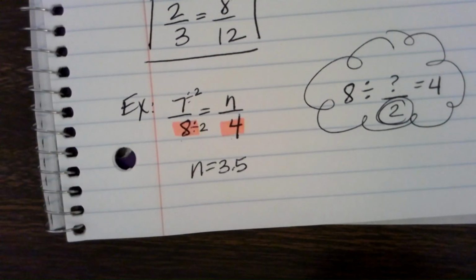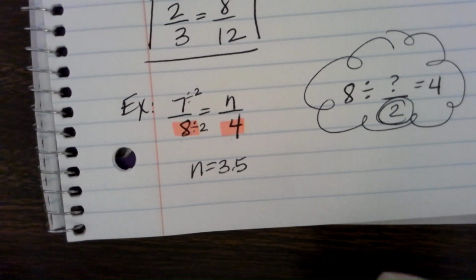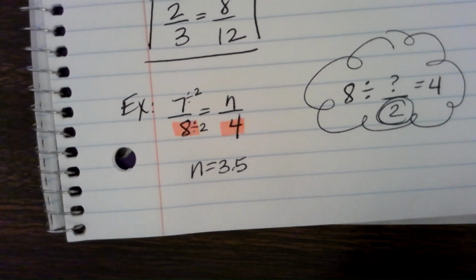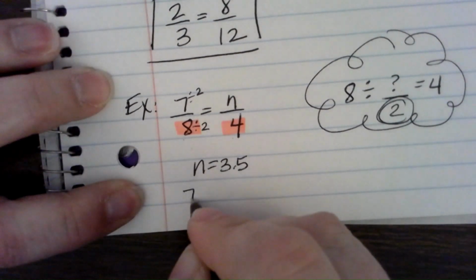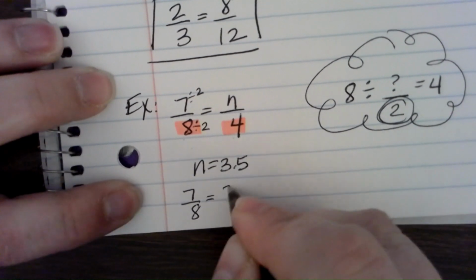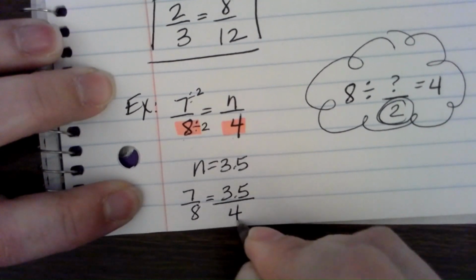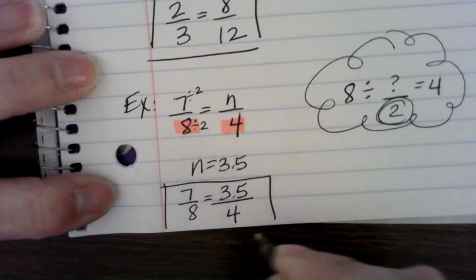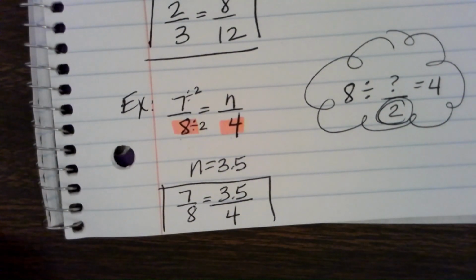You're not going to get any decimals. This is what happens when Mrs. Span makes up her own problems. Okay, and that means that our final answer is 7/8 is equal to 3.5 over 4. Again, that's a really weird answer. Just go with it. You will not have 3 point anything or any kind of decimal inside your fractions ever again. That's why I really hate making up my own problems. All right. Any questions about that one?